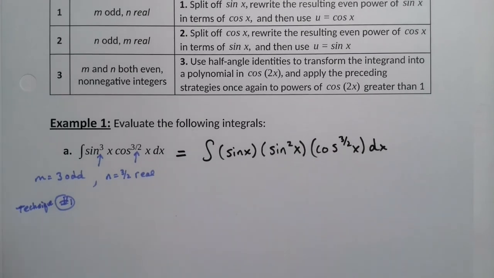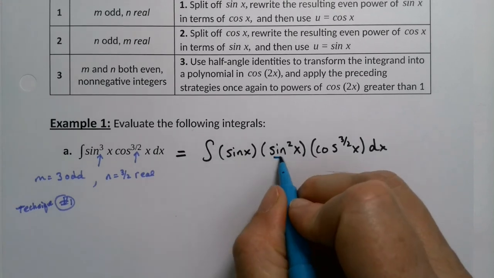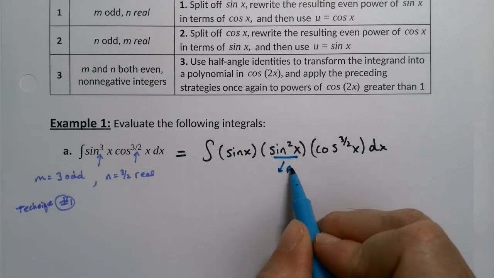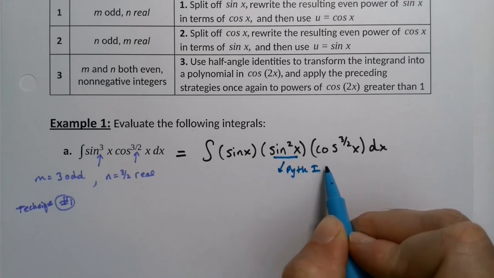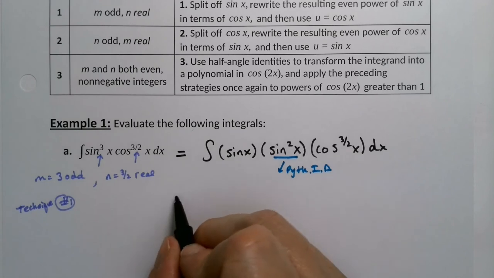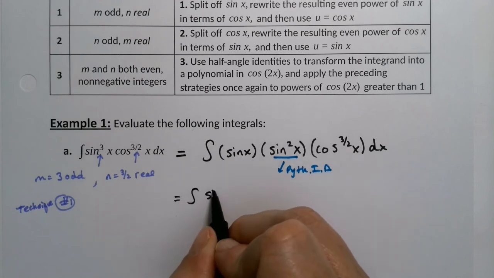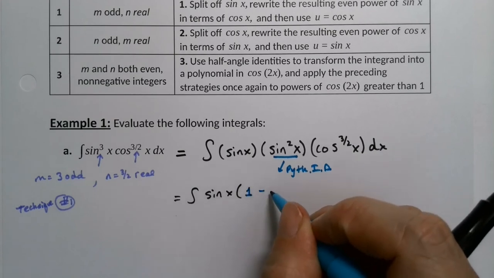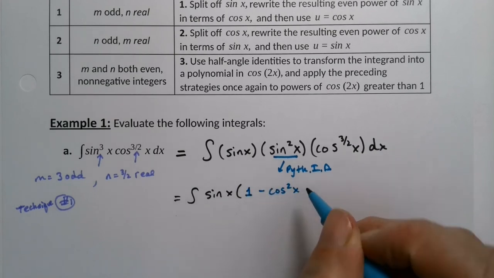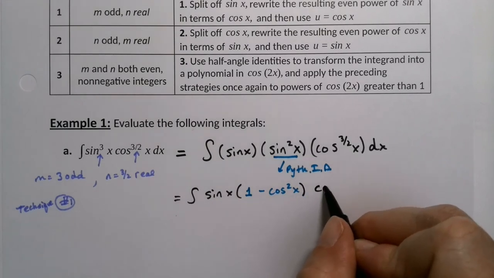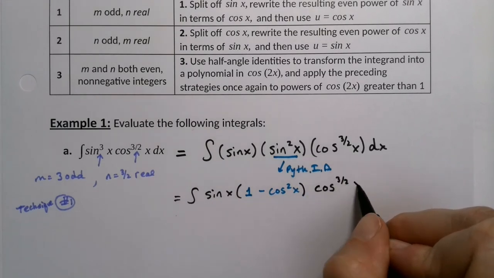And then we will rewrite the sine squared right there. Rewrite sine squared with the Pythagorean identity. So the Pythagorean identity will let us rewrite that one. So it would be equal to the integral of sine of x, and then I would rewrite this as 1 minus cosine squared of x, because sine squared plus cosine squared is equal to 1, times the cosine to the 3/2 of x.